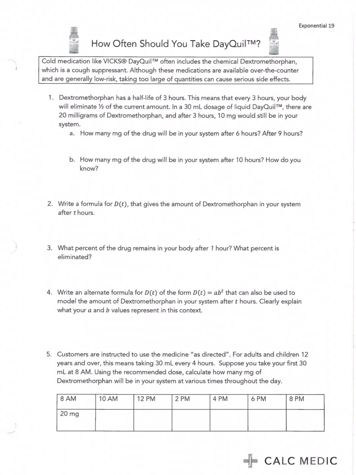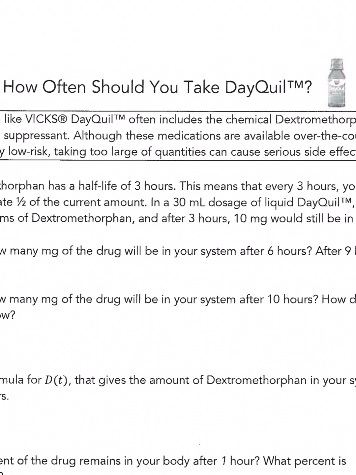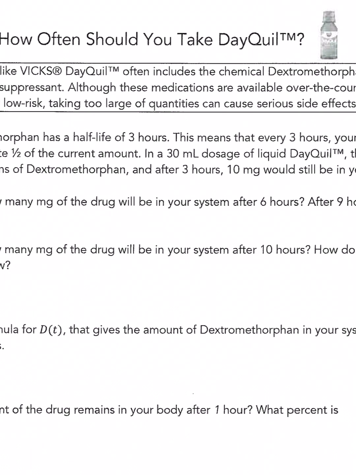Okay, so now let's look at the last chunk of exponentials. How often should you take Dayquil to construct an exponential model? So we're going to look at cold medication. Vicks Dayquil often includes the chemical dextromethorphan, which is a cough suppressant, okay? You can get them over the counter. They're low risk. You can get side effects if you take too much of them.